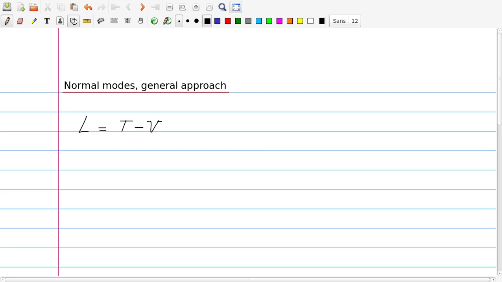To analyze the problem of normal modes in a general way, we start from an arbitrary Lagrangian, which is always defined as T minus V, where T is the kinetic energy and V is the potential energy. And we use generalized coordinates. Those are the q_j, where the j runs from 1 to some number k. And we can express the positions of the particles in terms of these generalized coordinates.